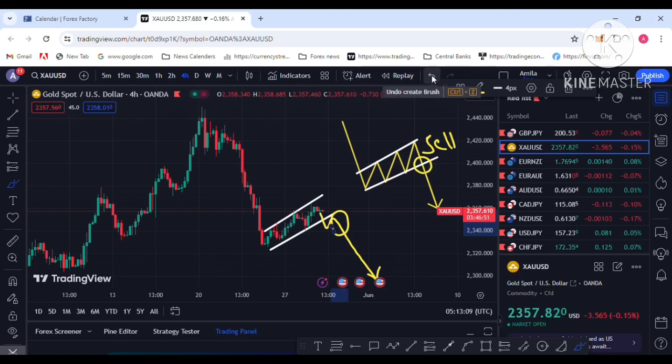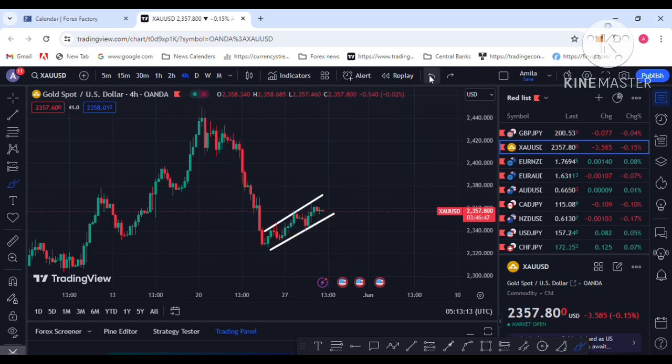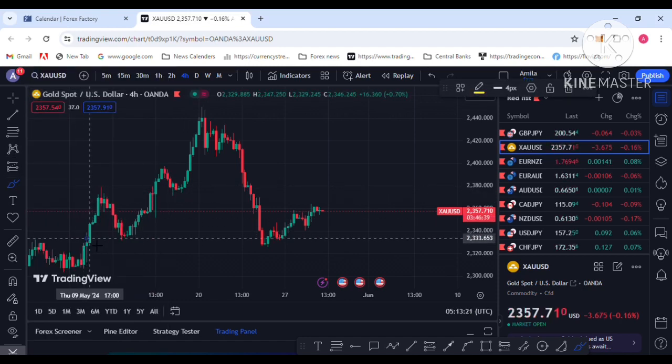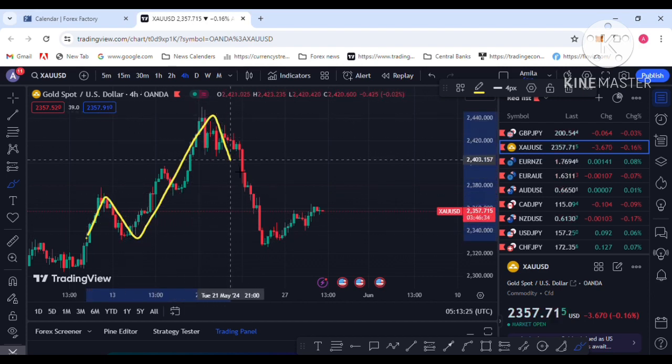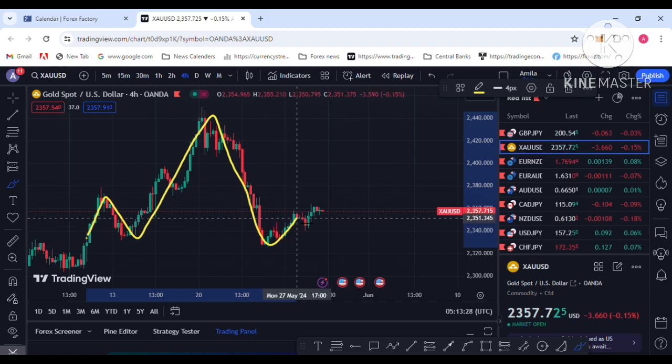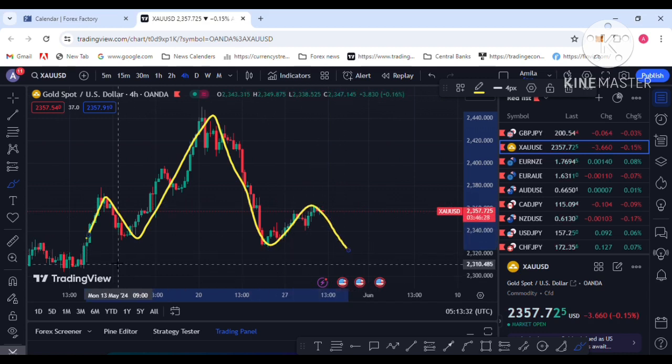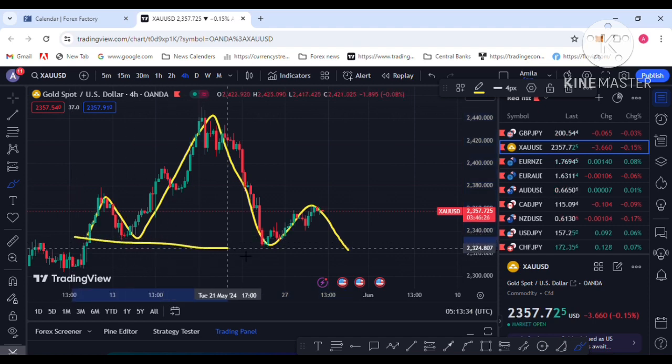This is the first pattern, and the next technical pattern I am seeing in the gold chart is the head and shoulders pattern. This is the famous reversal pattern. Everyone knows this pattern. This is the left shoulder, this is the head, and the right shoulder is continuing.